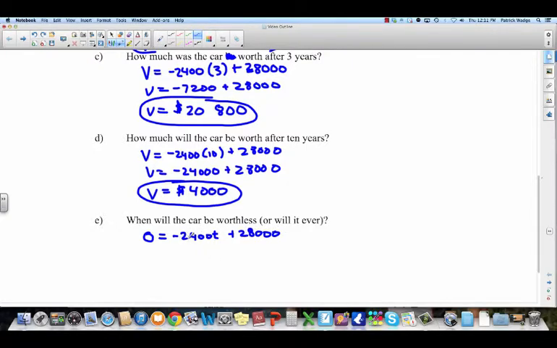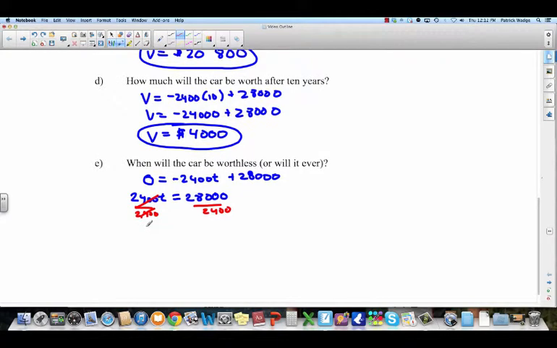Why don't we move this negative amount over and make it positive? So that'll give us 2,400t equals 28,000. I want to get t by itself. This is 2,400 times t, so why don't I do the opposite? Why don't I divide by 2,400 and divide by 2,400? That gets rid of those 2,400s because those cancel out, just leaving you with 1t. Perfect. T equals, when you divide 28,000 by 2,400, you get 11.6 repeating.